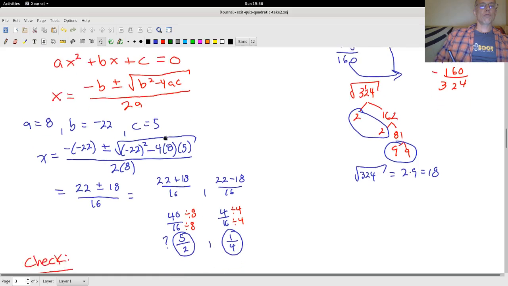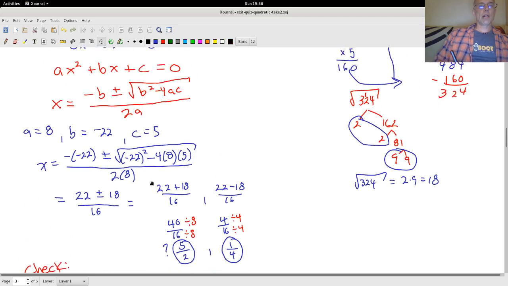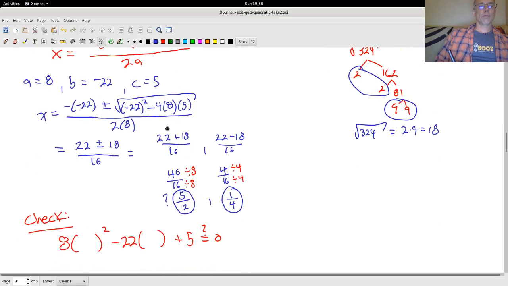So let's move back down. And we're just going to rewrite that, but with parentheses. So 8, instead of an x, we have parentheses squared, minus 22 parentheses plus 5. And that's supposed to be equal to 0. Make sure we copied it right. Looks good. So we'll plug in the 5 halves first, and then we'll try the 1/4 and see what happens.